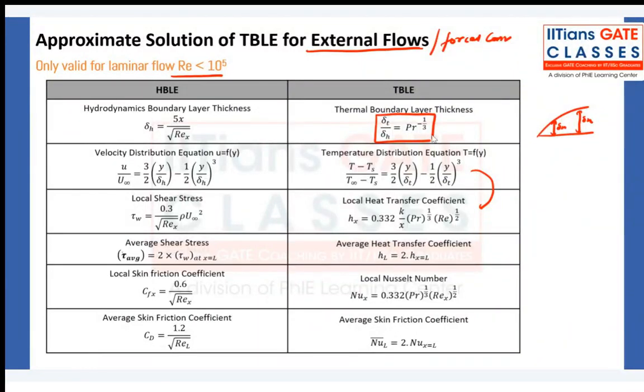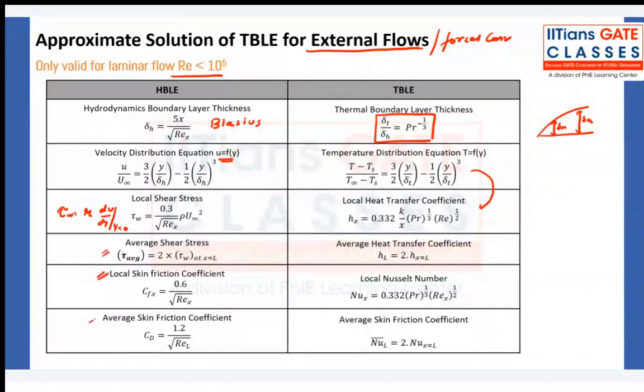So we started with hydrodynamic boundary layer thickness. Hydrodynamic boundary layer thickness is defined by the Blasius equation. Experimentally, he defined this. Then velocity distribution, how u is a function of y, we have defined. Then we have calculated shear stress. Shear stress is equal to mu du by dy at y equals 0, and we have defined local shear stress. Then average shear stress is defined by integrating from X equals 0 to X equals L.